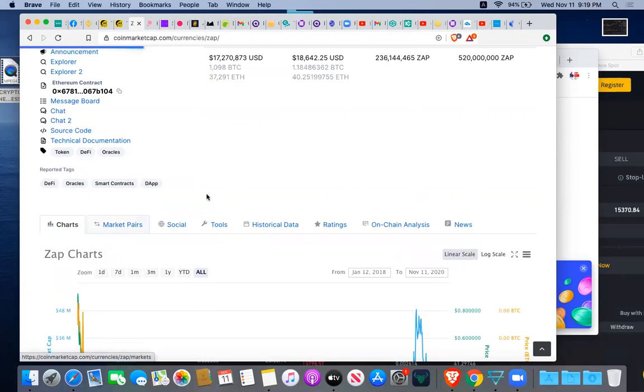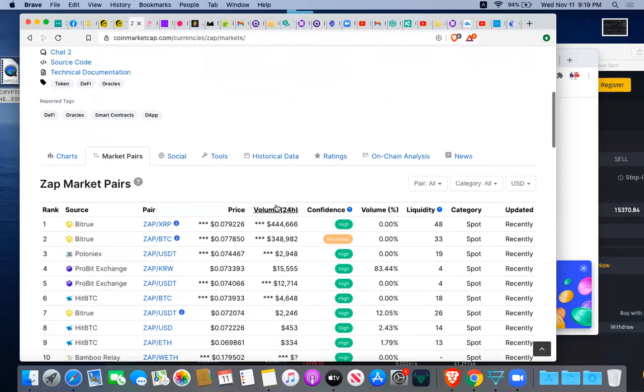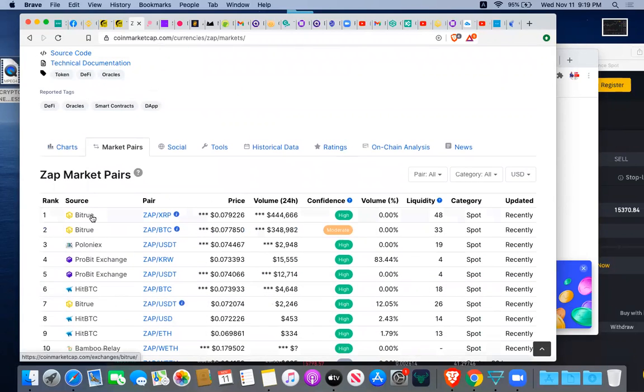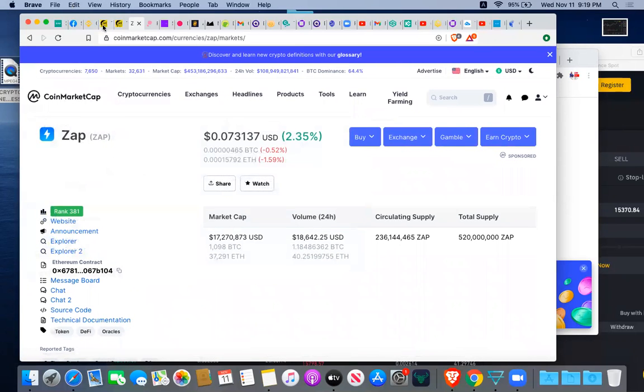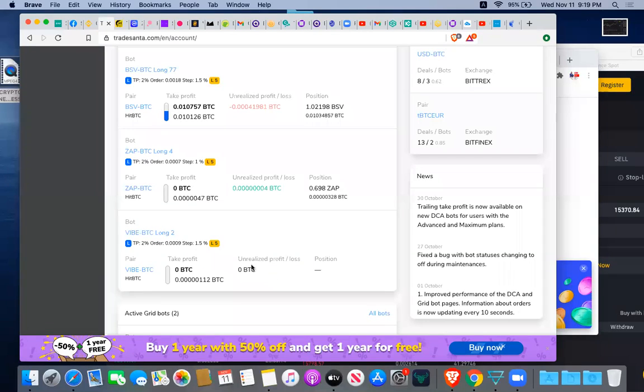It's there on Bitrue exchange, on Poloniex, and then BTC. So some of us who have Bitrue, BTC, XRP can buy it after now. You can see I have that in my bot. The one I've just said, you can see no position. It has not started trading.